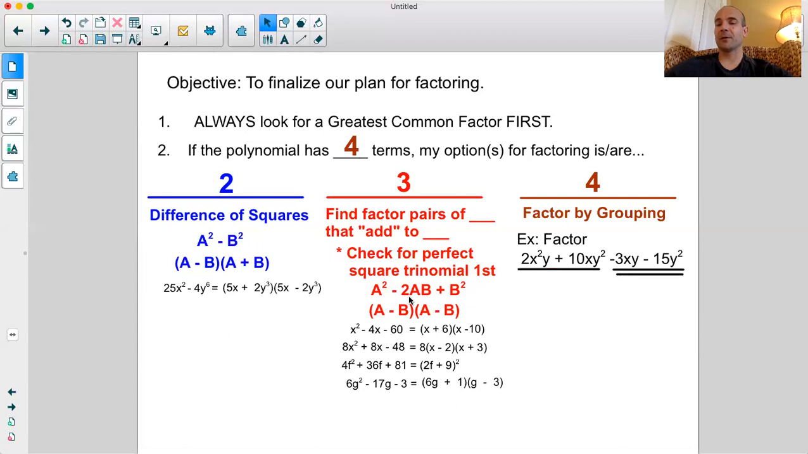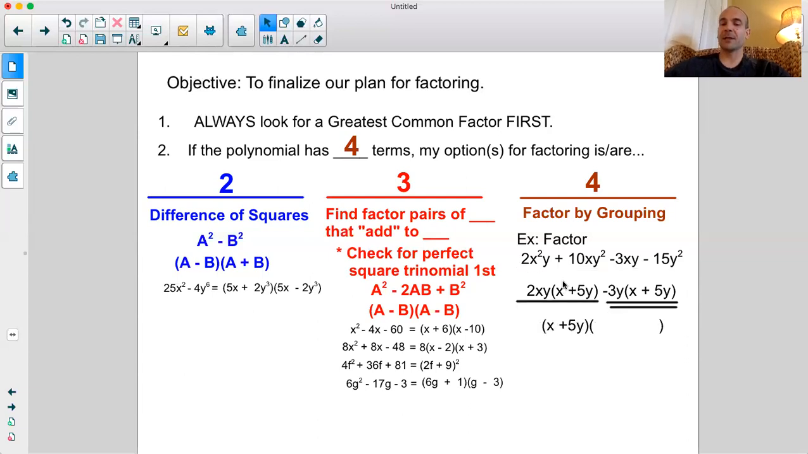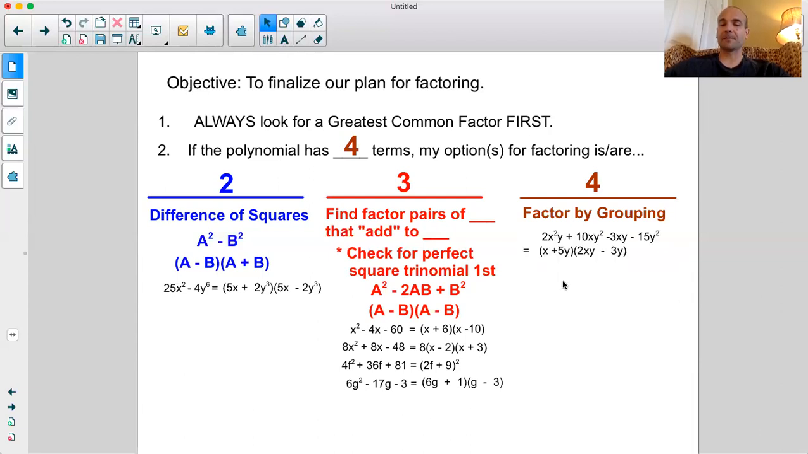Remember, grouping is looking at 2 sets of 2 terms, rewriting each set of 2 terms by doing a GCF within those 2 terms. These 2 terms got rewritten this way, because I noticed there was a 2xy. These 2 terms got rewritten this way, and I chose to take out a -3y, because I was trying hard to make this set of parentheses match that one. That was so I could move on to my second step, which is take out that common factor that I just found, the x plus 5y. That's why it was so important. And then go through term by term and say what's left. That's what's left there. That's what's left there. We're finished factoring that problem.